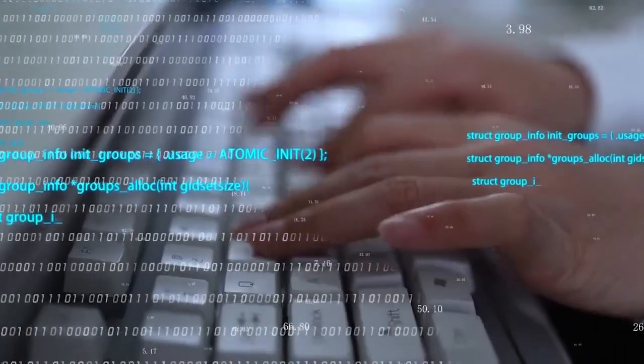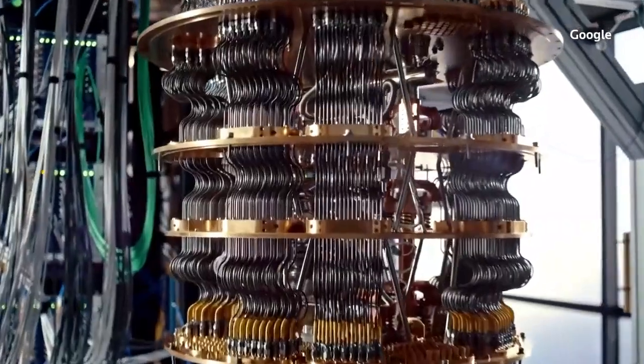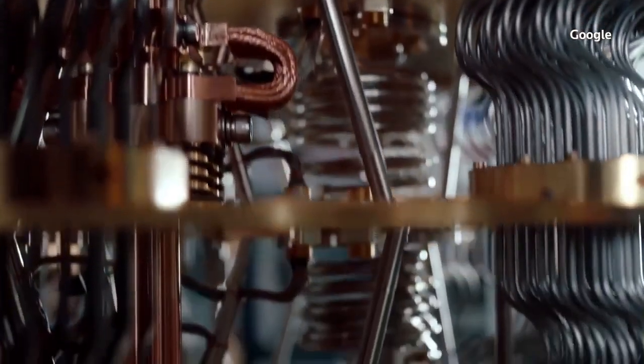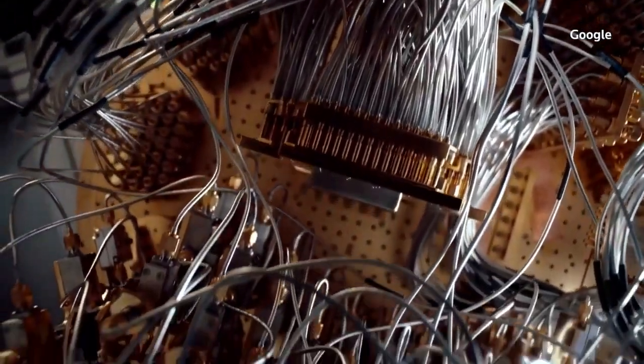Google's breakthrough and its dark implications. Companies like Google, IBM, and Microsoft are in a heated race to develop the world's most powerful quantum machines. One of the biggest milestones in this race came when Google unveiled Sycamore, a quantum computer that reportedly achieved quantum supremacy, solving a problem in mere seconds that would take even the fastest classical supercomputers thousands of years to complete.